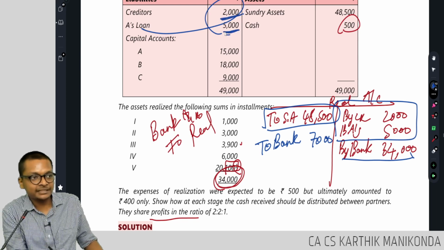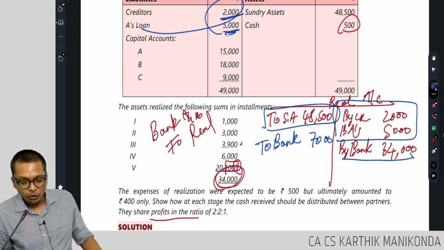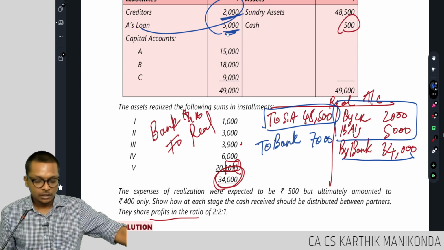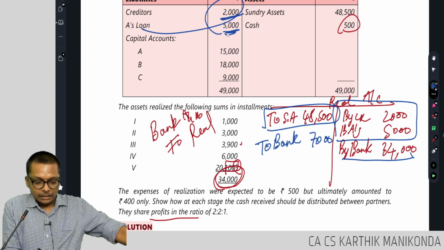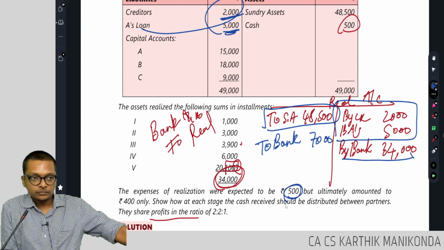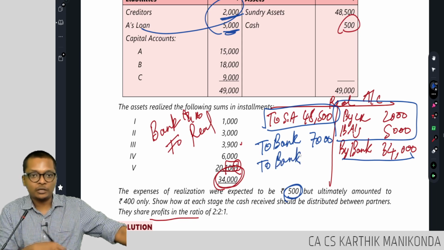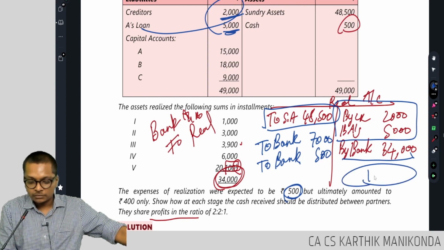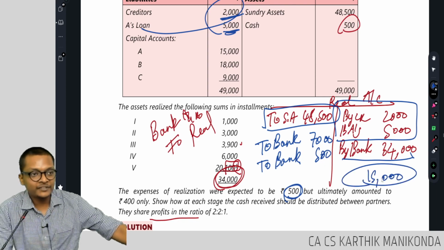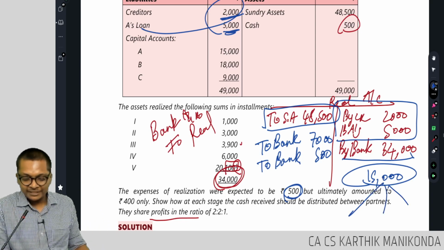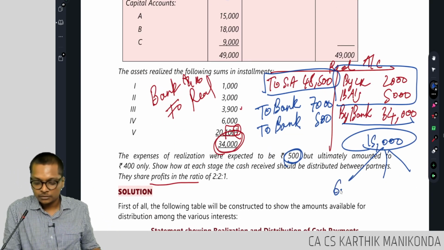Add 2,000 plus 5,000. Now how much loss are you getting? 14,500. Realization expense is there, 500. That also I will write here, to bank, because first I paid 500, then only I got back 100. So to bank 500. Now what is the loss? 15,000. Same as that. Are you following, guys? Now if you split this between the 3 partners, you will get how much?